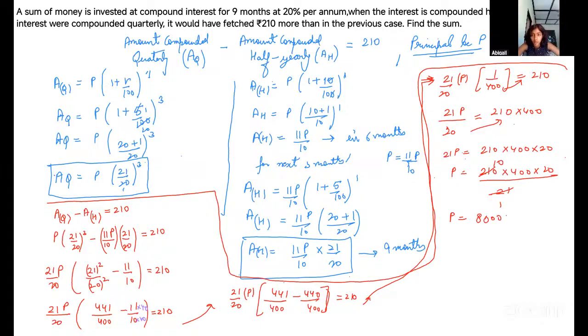Sir, on the board you've written AQ is equal to P into 21 by 20 whole cube, right, sir? Yeah. Okay.